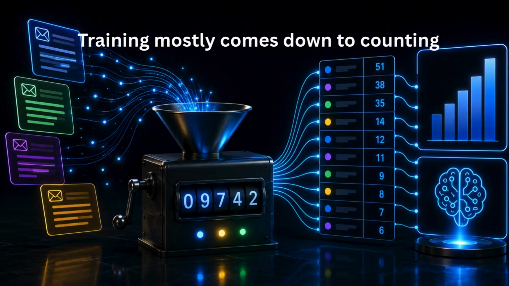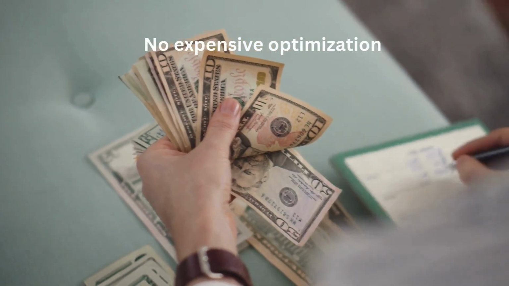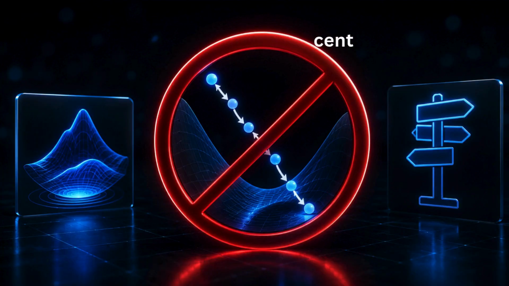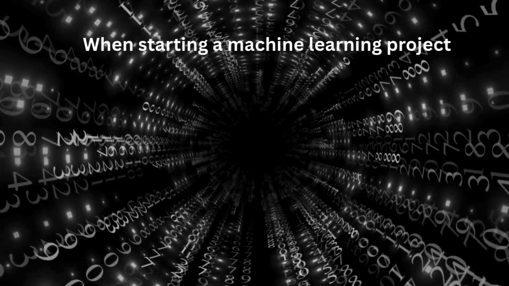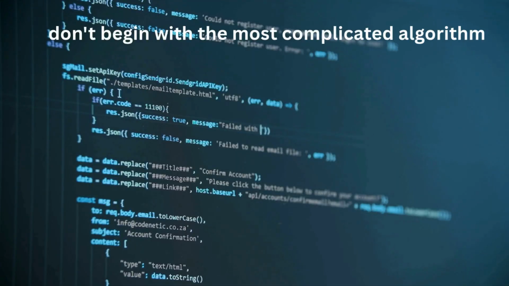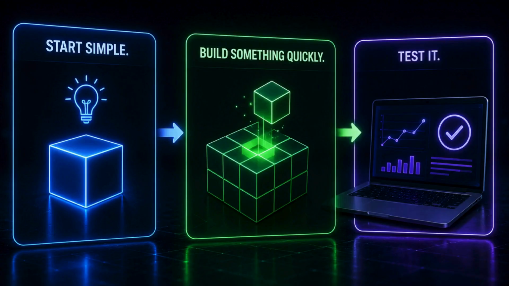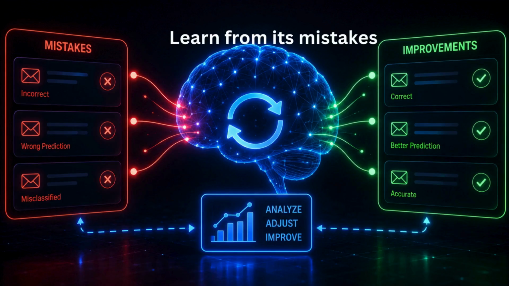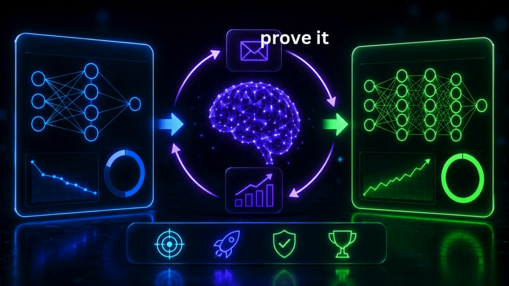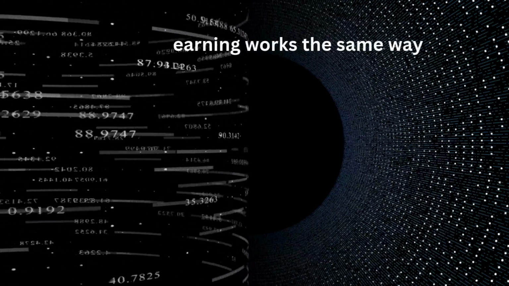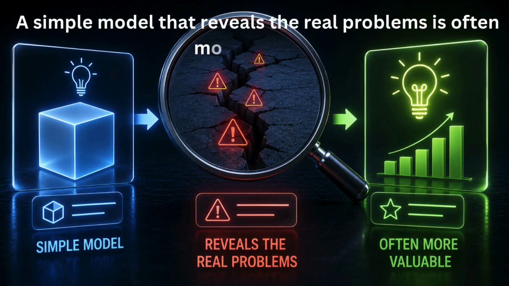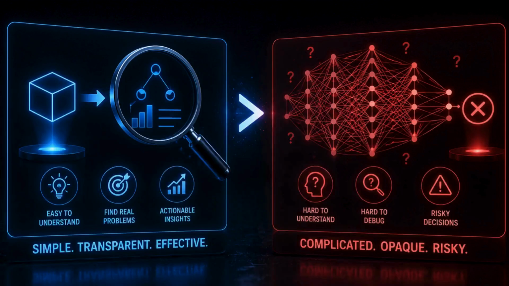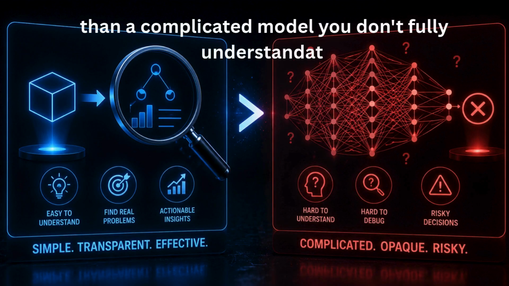Because it's fast. Training mostly comes down to counting. No expensive optimization. No gradient descent. When starting a machine learning project, don't begin with the most complicated algorithm. Start simple. Build something quickly. Test it. Learn from its mistakes. Then improve it. Machine learning works the same way. A simple model that reveals the real problems is often more valuable than a complicated model you don't fully understand.